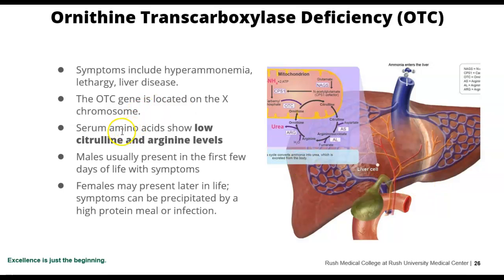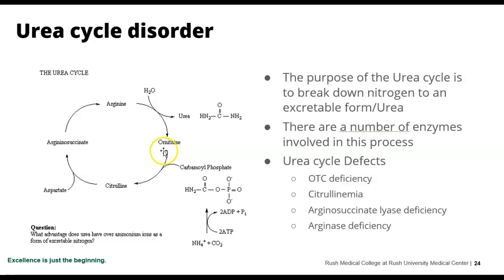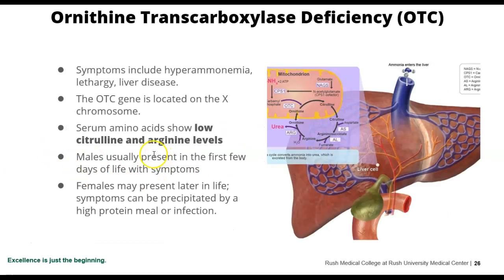But some of the symptoms include low citrulline, as I showed you back on that other slide from the urea cycle. So this is the first step, OTC. So the citrulline is low, as well as the arginine. Males usually present in the first few days of life, and females present a little bit later, and sometimes it's precipitated by a high protein meal. Sometimes they have concerns about people going on a ketogenic diet, and if they were a mild carrier of this, they might present with symptoms.